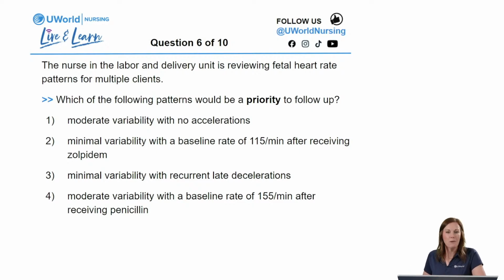Okay, question 6. The nurse in the labor and delivery unit is reviewing fetal heart patterns for multiple clients. Which of the following patterns would be a priority to follow up? Option 1, moderate variability with no accelerations. Option 2, minimal variability with a baseline rate of 115 per minute after receiving zolpidem. Option 3, minimal variability with recurrent late decelerations. Option 4, moderate variability with a baseline rate of 155 per minute after receiving penicillin.